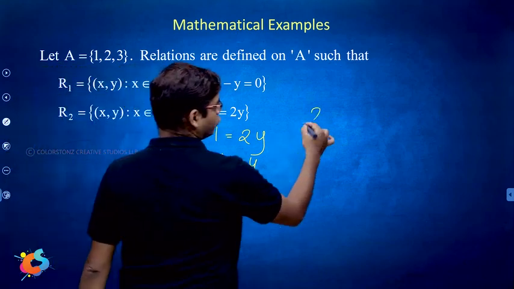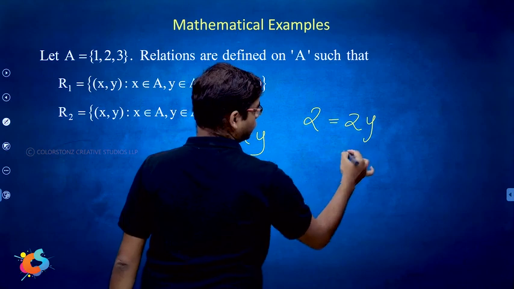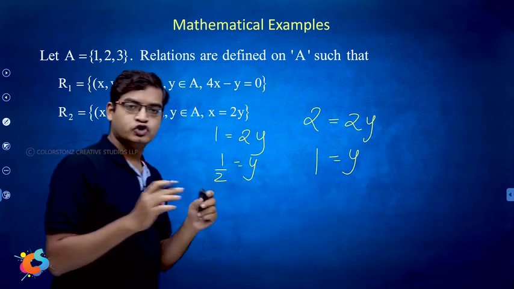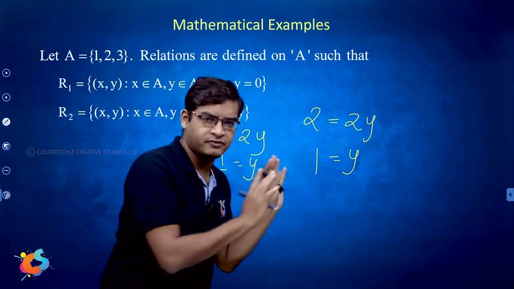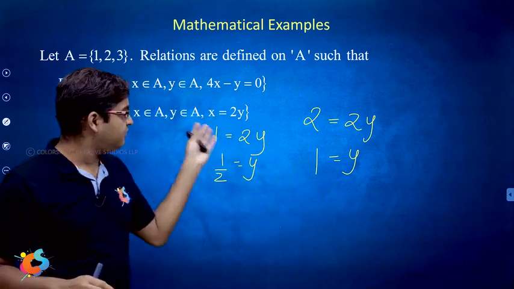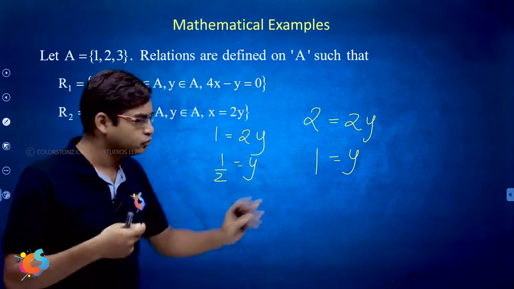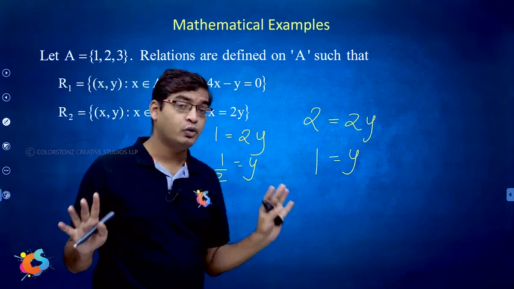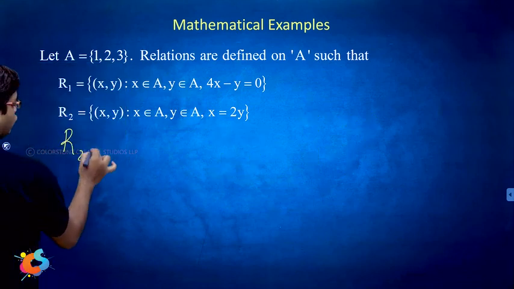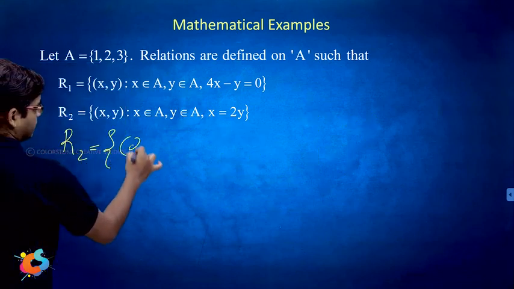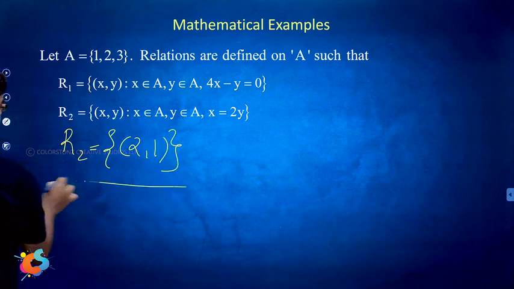Next, with x equal to 2, you will have y equal to 1. So is y equal to 1 possible? Yes. So therefore map 2 to 1, just as we have done before. You can check it for yourself. If you put 3, then y will be 3 by 2. That is not possible, so we didn't do any mapping. Simple. So we have written R2 also in roster form, and that is (2, 1).